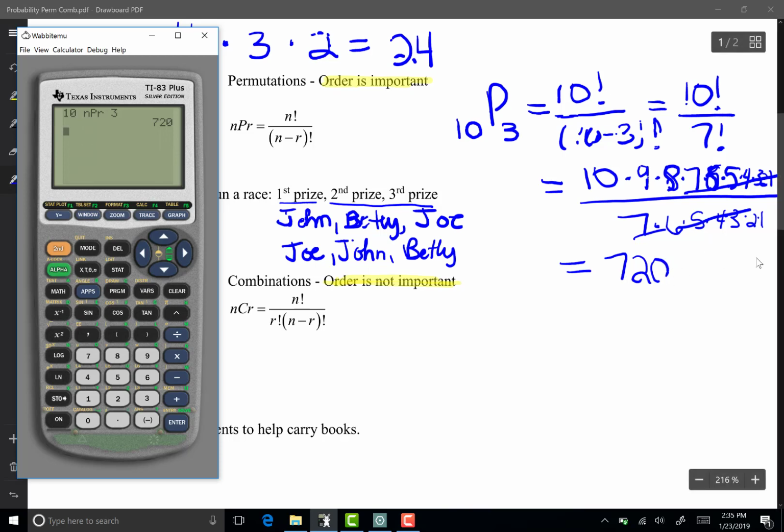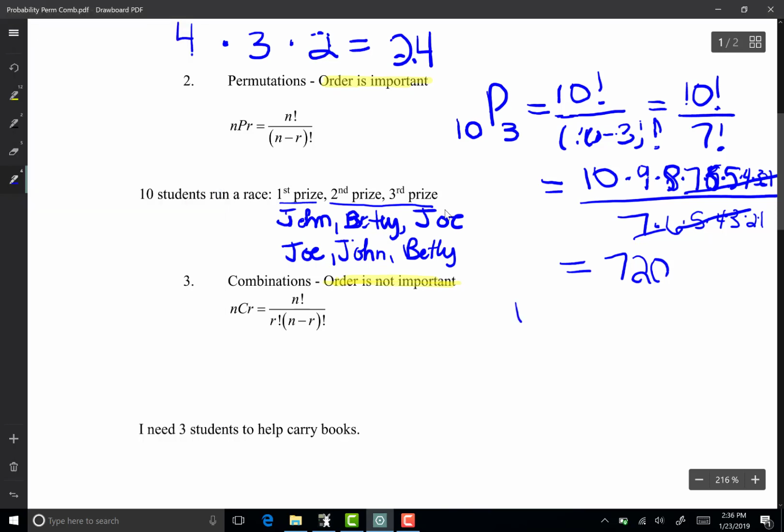Now, if the question asks you, what's the probability that John comes in first, Betty comes in second, and Joe comes in third, our probability of that happening, John in first, be very specific, then Betty, and then Joe. In that order, there's only one way out of 720 possibilities. Does that make sense?